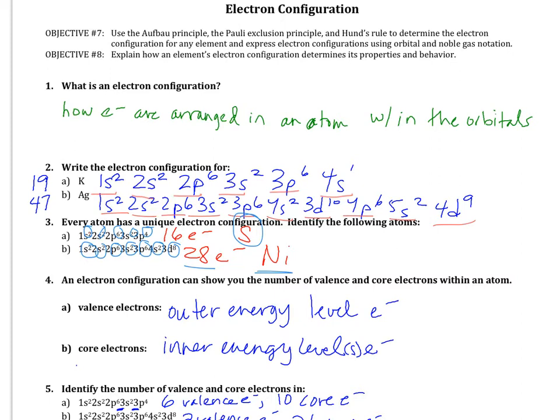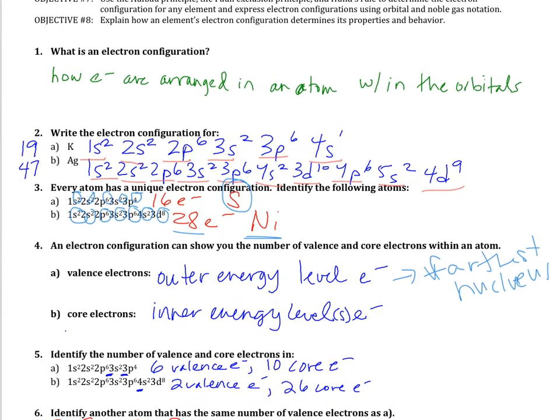Within an electron configuration, we can break it down to show us the number of valence electrons and the number of core electrons within an atom. Some important vocabulary: a valence electron refers to the outer energy level electrons, so these would be the electrons that are farthest from the nucleus. Our core electrons are those inner energy level electrons, the electrons that are the closest to the nucleus.